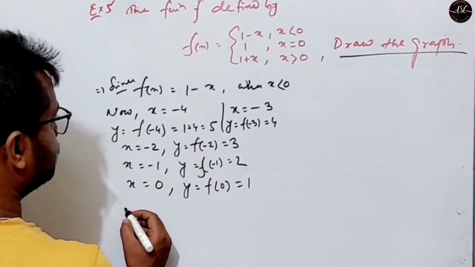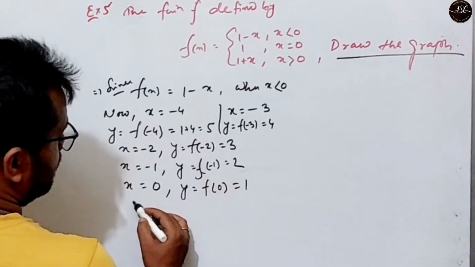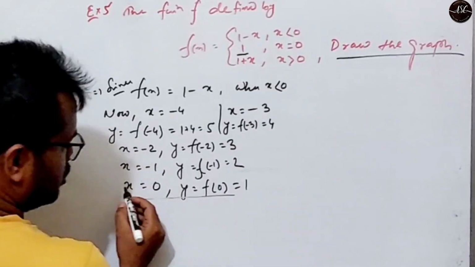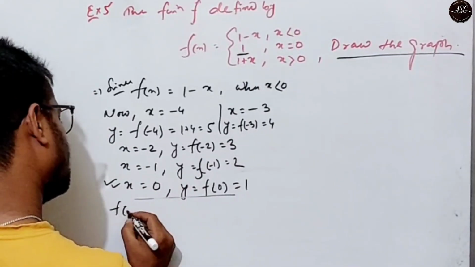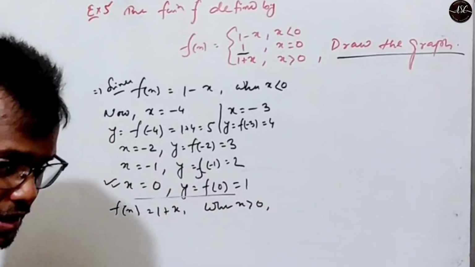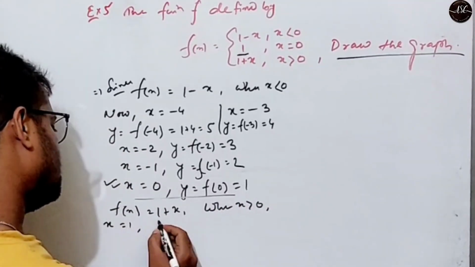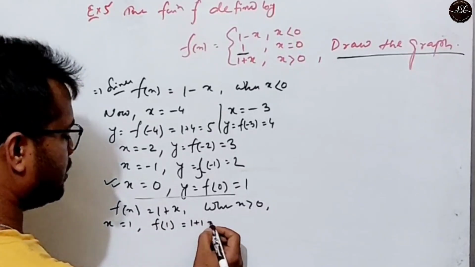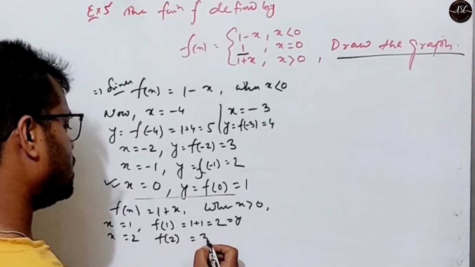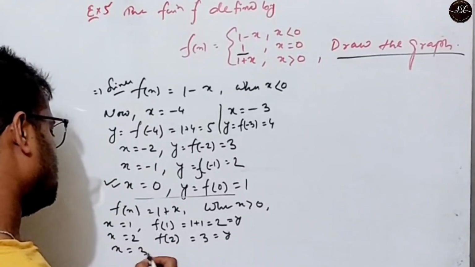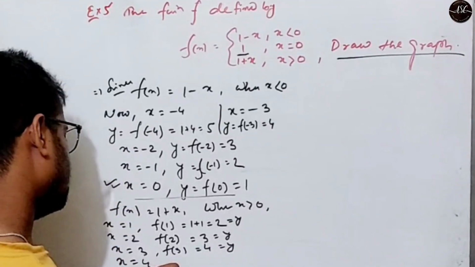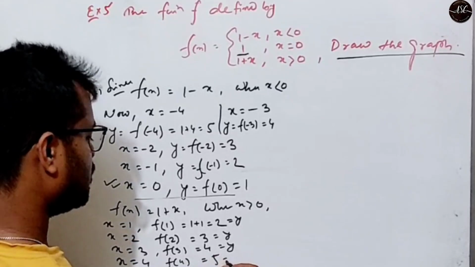Now we get this when we see f(x) equal to 1 when x equal to 0. And when f(x) is equal to 1 plus x when x greater than 0, now put the value of x greater than 0. So now x equal to 1, then f(1) is equal to 1 plus 1, that means 2, that means this is y. And x equal to 2, f(2) equal to 3, that means y. x equal to 3, f(3) equal to 4, that means y. x equal to 4, that means f(4), that means 5 equal to y.